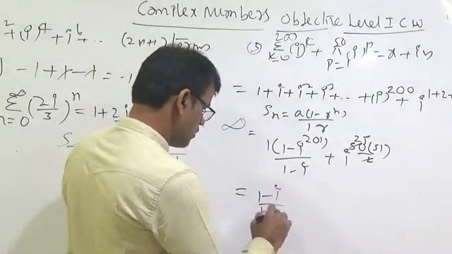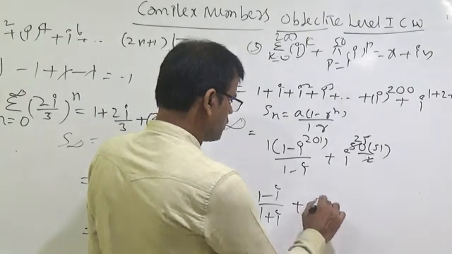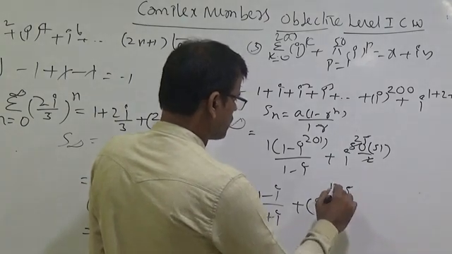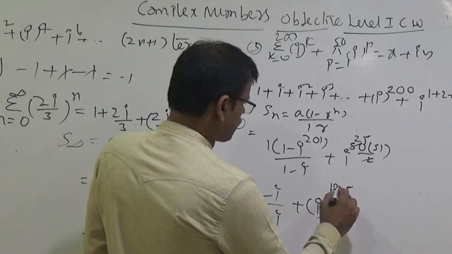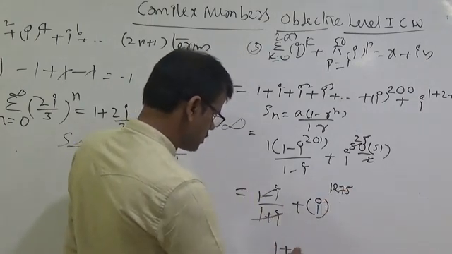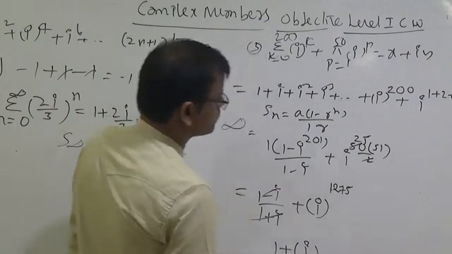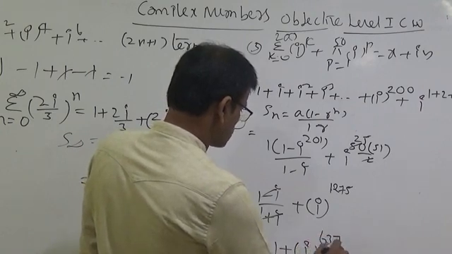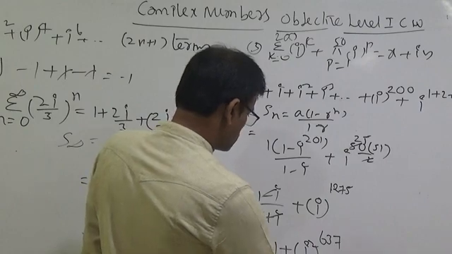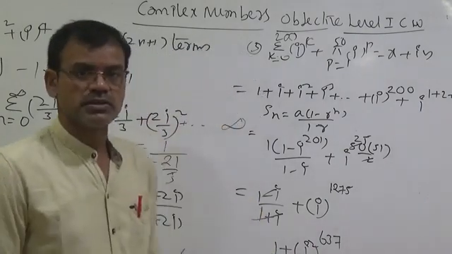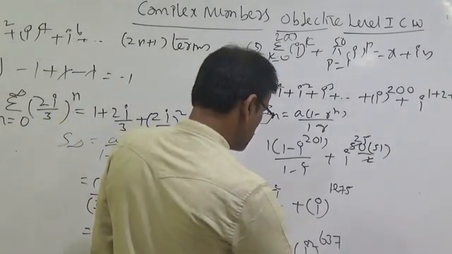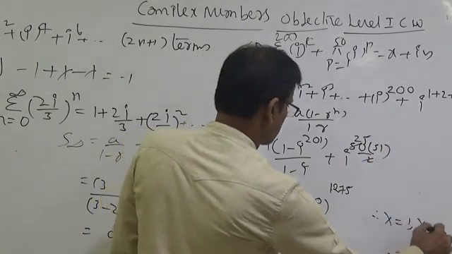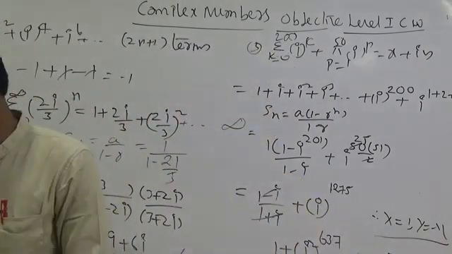So (1 minus i) by (1 plus i) plus this is i power 25 into 51, 25 into 1 is 25 and 25 into 5 is 125, so this is 1275. This is (1 plus i) into 1274, so it is 637. (i square) whole power 637 into i. 1 plus i square becomes minus 1. So that is equal to 1 minus i. Therefore x plus iy, we can understand x is equal to 1 and y is equal to minus 1.